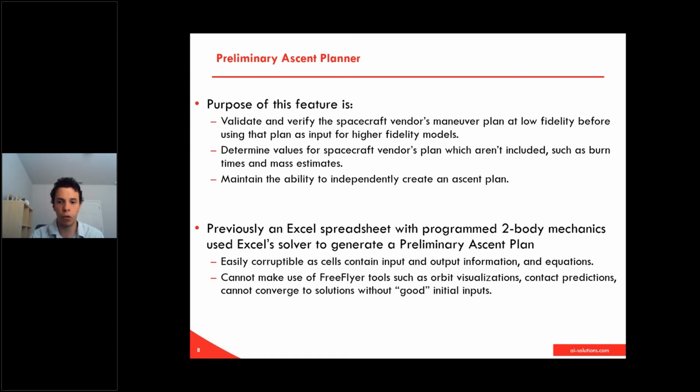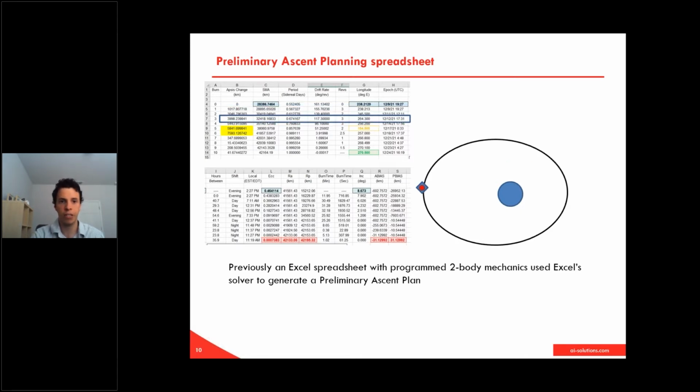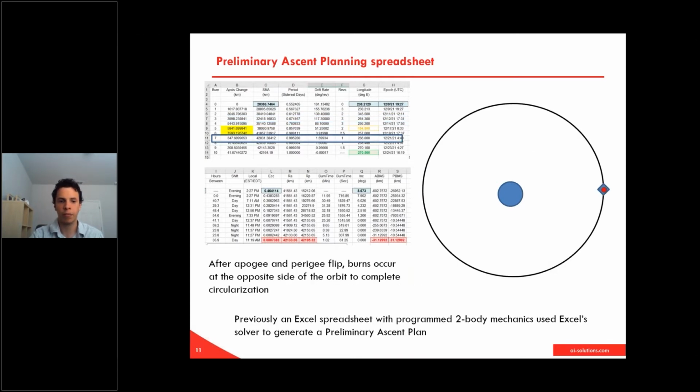And for this purpose, we were using a spreadsheet. It's not the most glamorous, but at least for GOES R and GOES S, it got the job done. You can see each row indicates a different burn until we achieve circularization, and then flipping the perigees and apogees and getting our desired orbit.